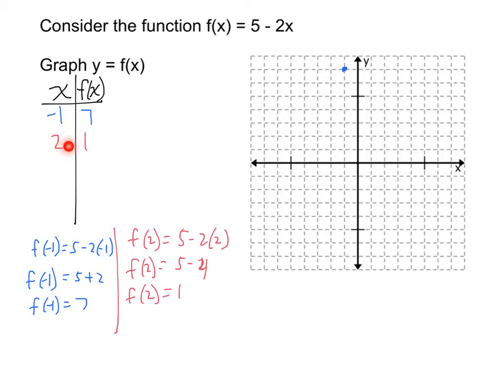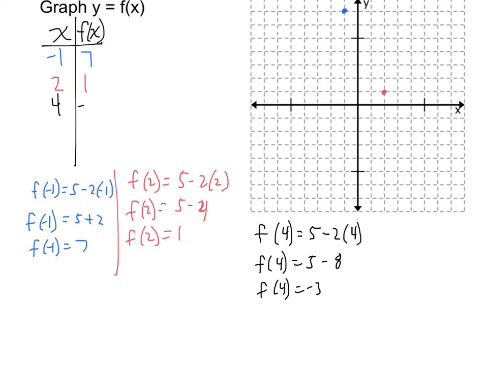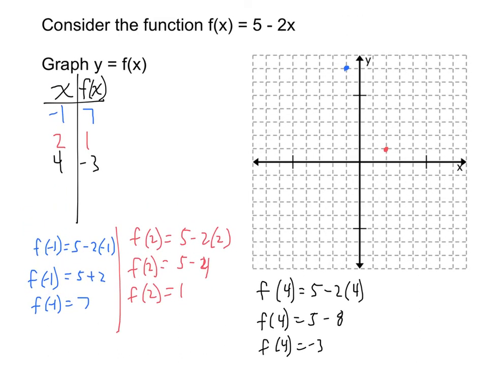So again, this would be my x value, this would be my y value. 2 comma 1 is right here. And let's just use one more. Let's use an input value of 4. If I input 4 into my function, the output would be 5 minus 2 times that input, so 2 times 4. So f of 4 would be 5 minus 8, which is -3. So that's my last point here: 4 comma -3, which is right here.